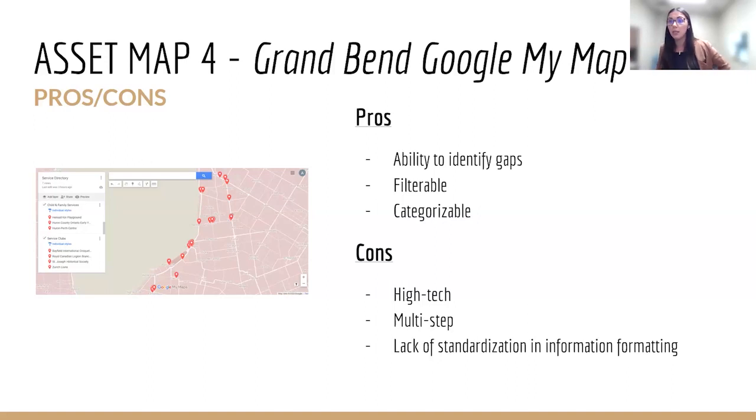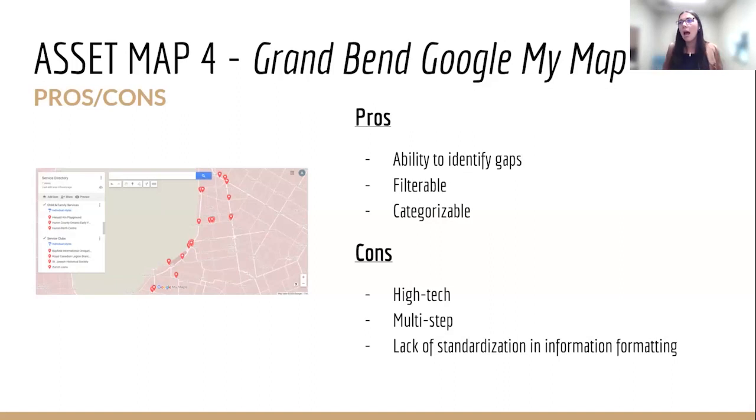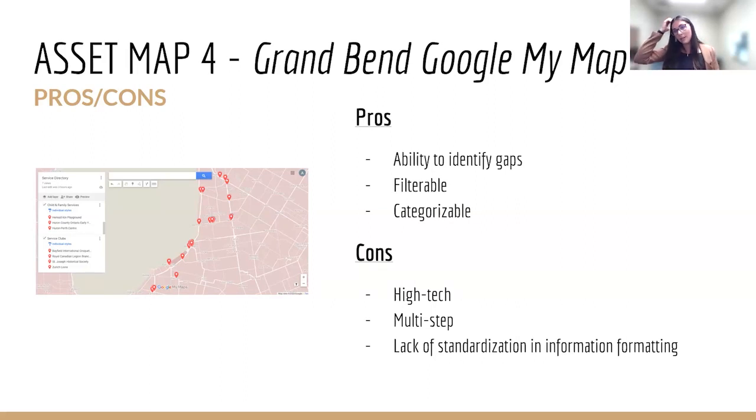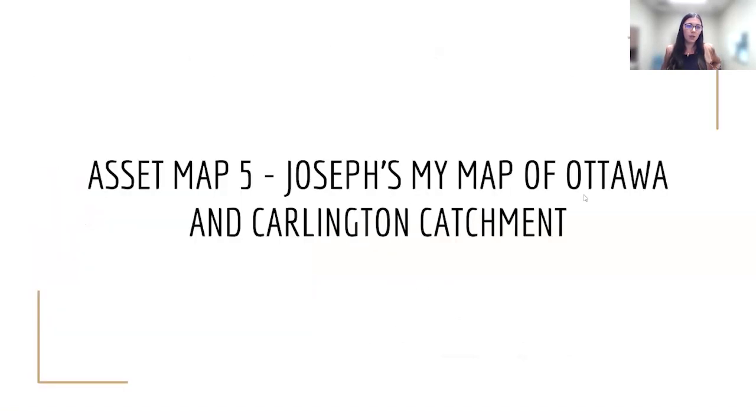It may be a challenge for some organizations to implement this within their process because it takes a bit more technology focus than the other forms of asset maps. It's multi-step. You still have to do that back-end research to get the assets and then translate them into the My Map, so a few extra steps are involved. And sometimes it can be a little overwhelming with the lack of standardization in the information formatting. Where you can include detailed information, it doesn't have any set process or format for that, so sometimes that can be more difficult. And Joseph, you can go ahead and share your My Map now.